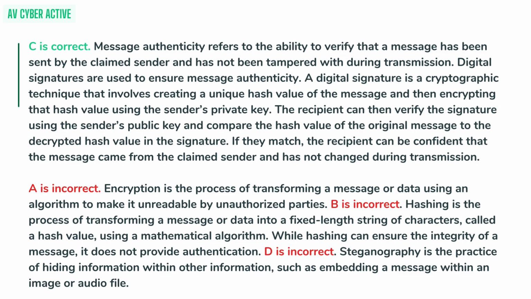Encryption is the process of transforming a message or data using an algorithm to make it unreadable by unauthorized parties. B is incorrect. Hashing is the process of transforming a message or data into a fixed-length string of characters, called a hash value, using a mathematical algorithm. While hashing can ensure the integrity of a message, it does not provide authentication. D is incorrect. Steganography is the practice of hiding information within other information, such as embedding a message within an image or audio file.